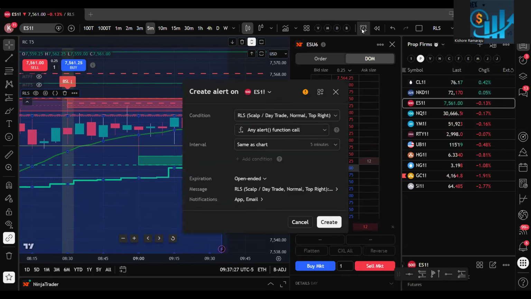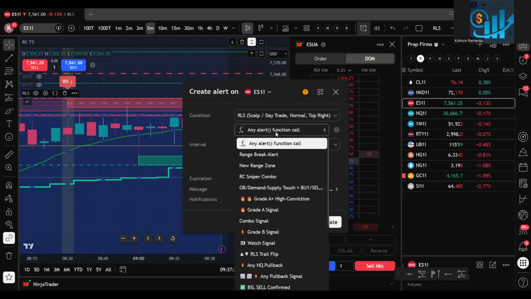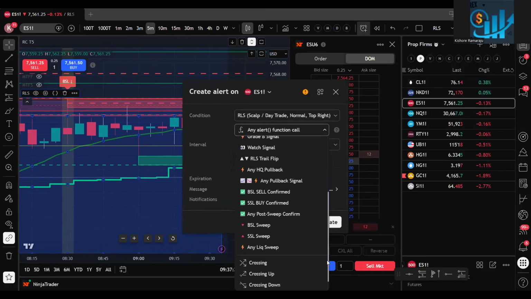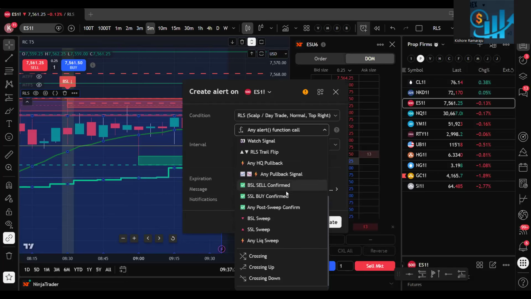So you can always go set an alert, right? You go to RLS. Here you can set an alert called buy side liquidity sell confirmed, or sell side liquidity buy confirmed, or this is for a combination. If you only want to know that there is a sweep happening, whether it is sweeping the liquidity on the buy side, or sweeping the liquidity on the sell side, if you put these alerts, whenever this happens, you will know.